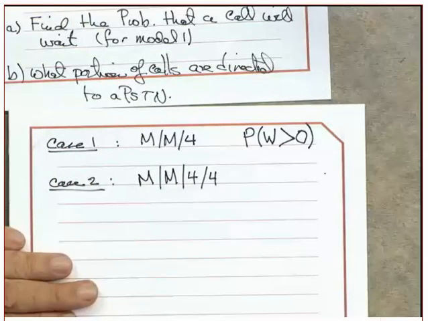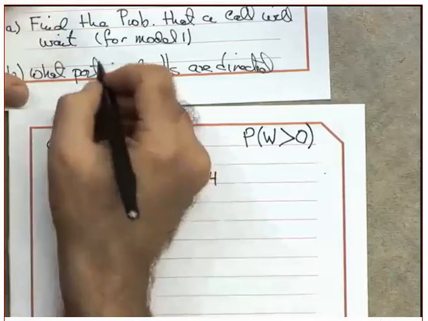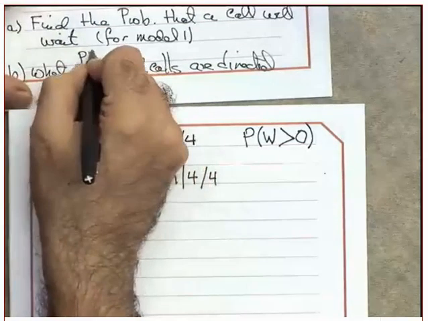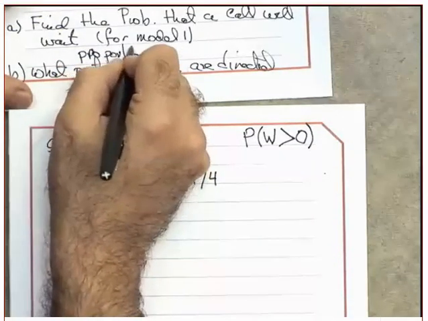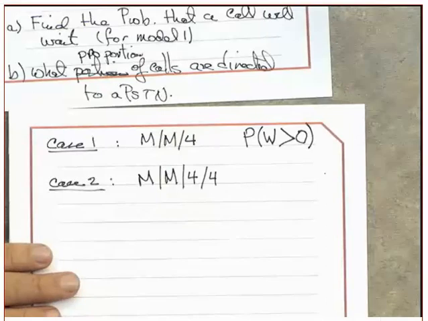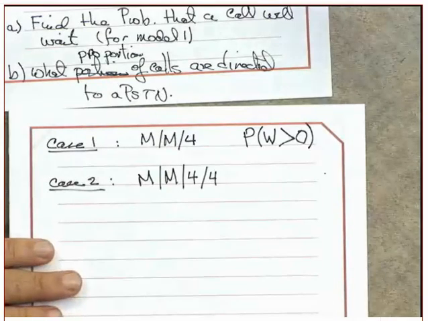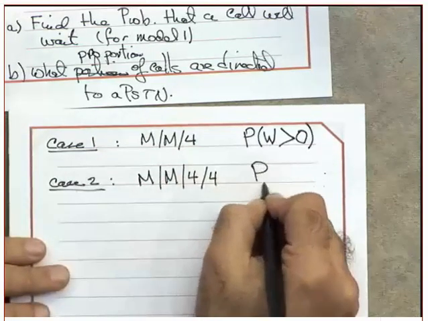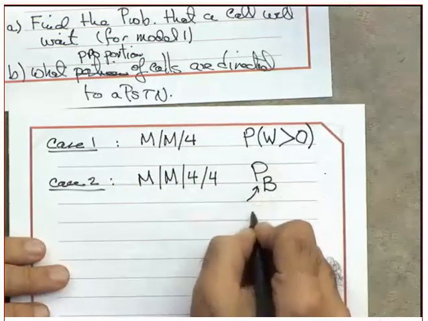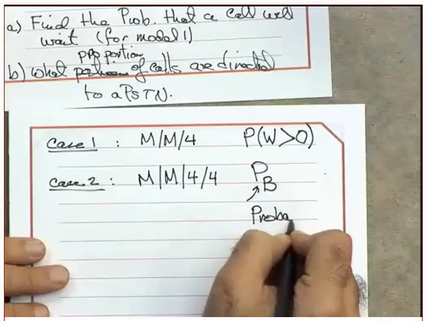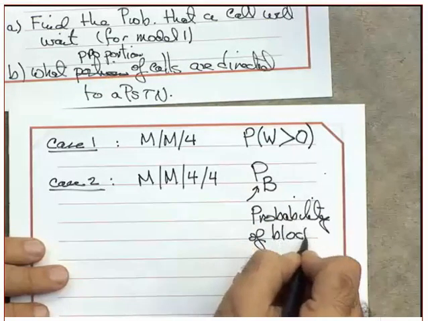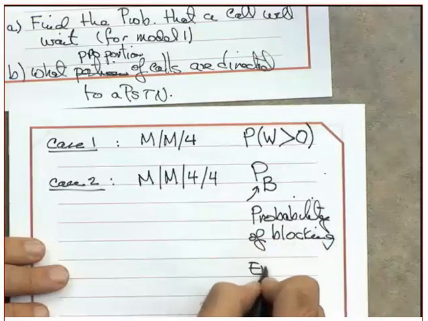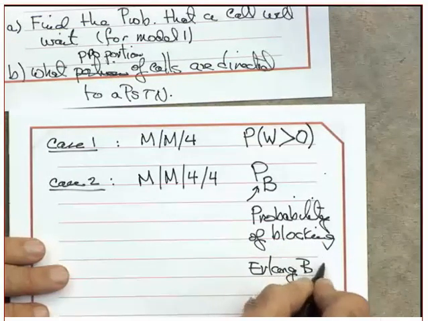Oh, what is this one asking? What proportion? Not portion. What proportion of the calls are directed to the PSTN? What is the question asking? And that is asking for, very good. It's asking for the blocking probability. Which is the Erlang B formula.